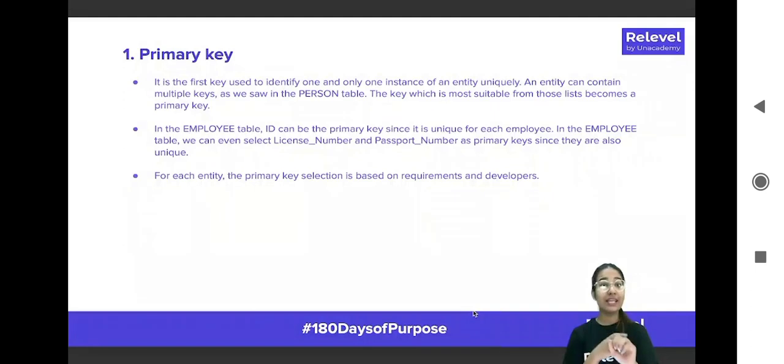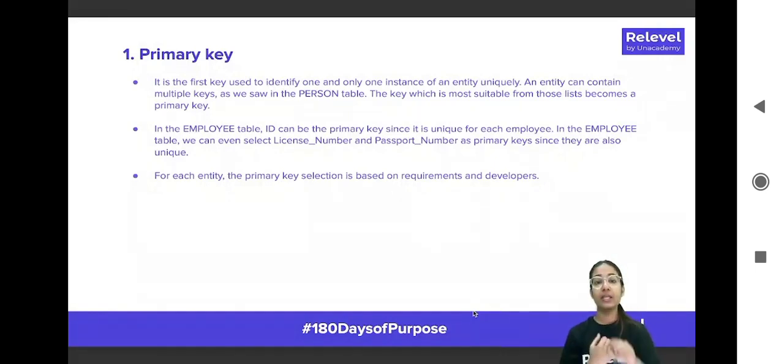Now there are 3 keys present: SSN, license number and passport number. All 3 are not the primary key. Only one key becomes the primary key. So out of these 3, you can pick the one which looks most suitable to you, and that key becomes the primary key.